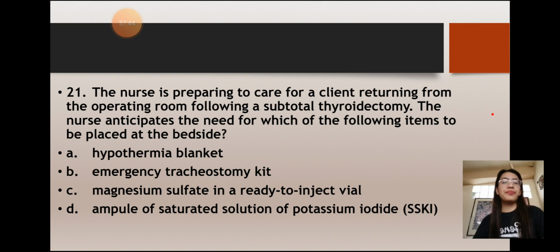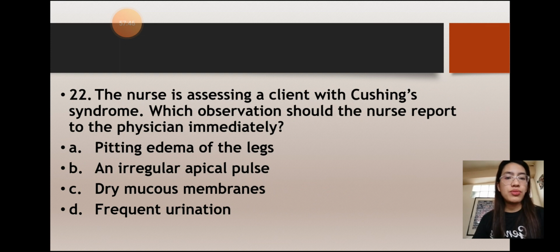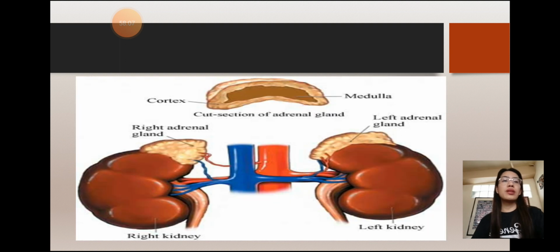The nurse is assessing a client with Cushing syndrome. Which observation should the nurse report to the physician immediately? Okay, Cushing, ang kabaliktaran nito is your Addison. Remember, Cushing and Addison, always remember steroid. At ang steroid natin, saan yan galing uli? Galing yan sa ating adrenal cortex. Okay? So, adrenal cortex, yung nasa labas.